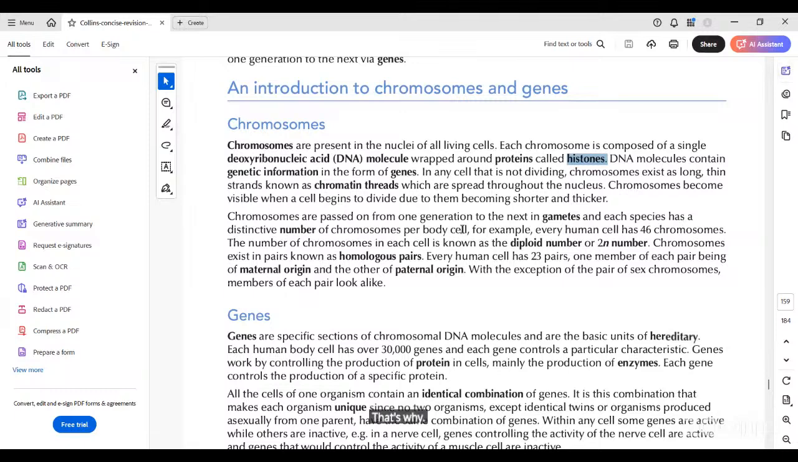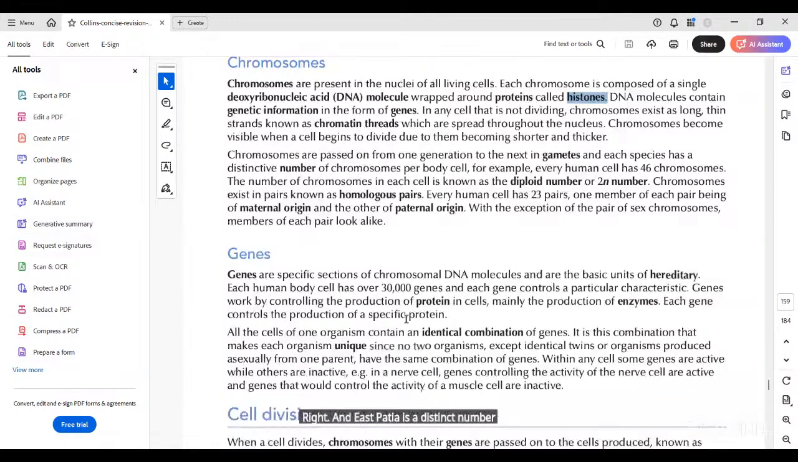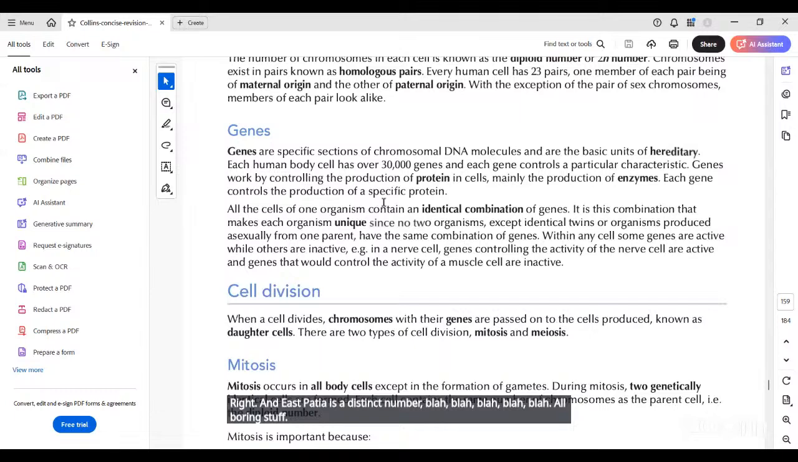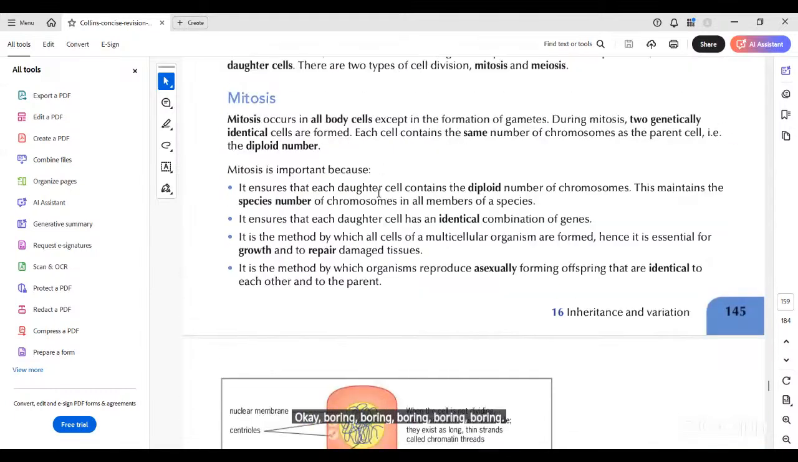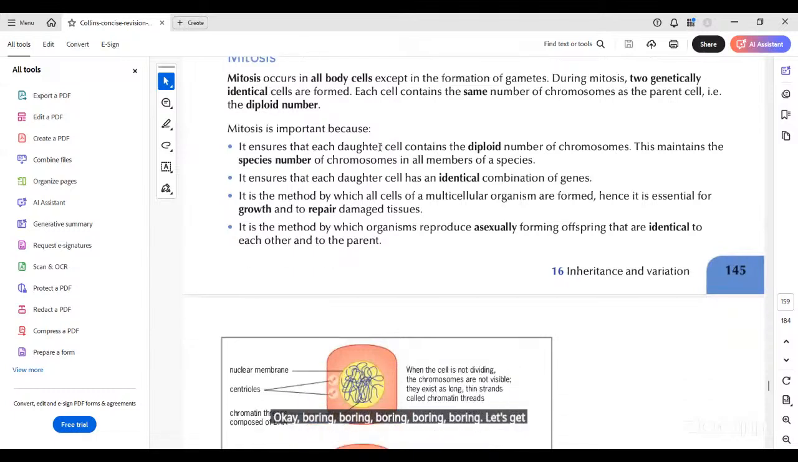So chromosomes are passed on from one generation to the next in gametes. And each species has a distinct number, and so on. All boring stuff. Let's get down to the not boring stuff.